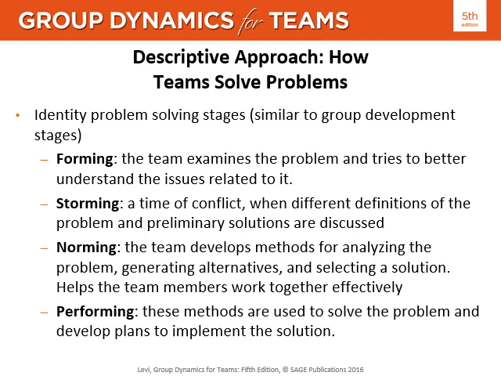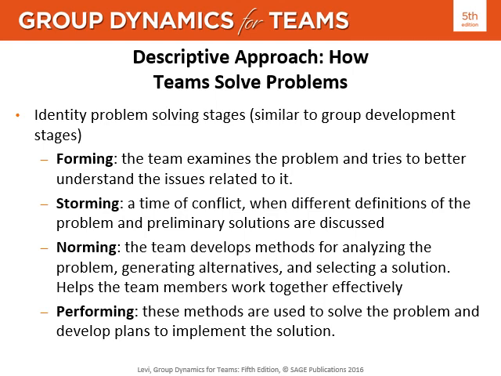The 4 stages a team uses when solving a problem are forming, storming, norming, and performing. In the forming stage, the team examines the problem and tries to better understand the issues related to it. The storming stage is a time of conflict when different definitions of the problem and preliminary solutions are discussed. Often, the team jumps ahead to arguing about solutions before it has reached agreement on the problem, so it must return to the problem definition stage to resolve this conflict.